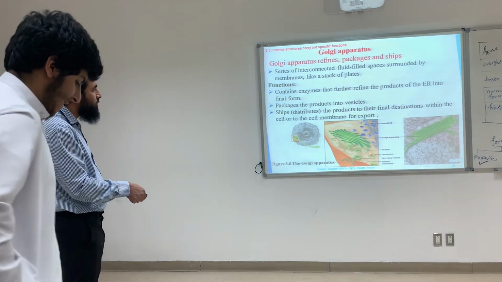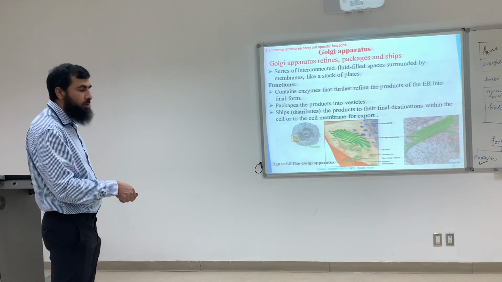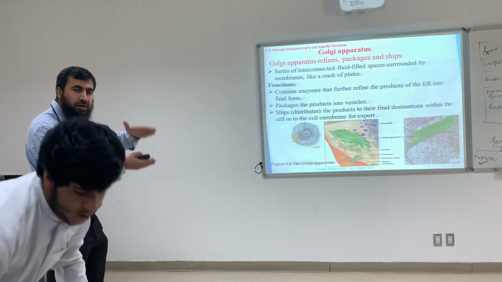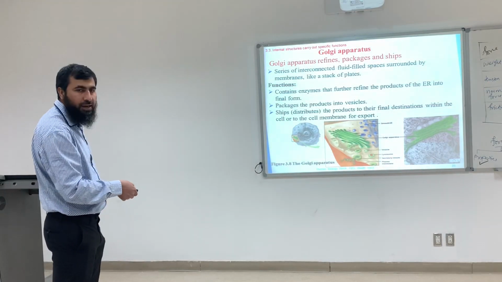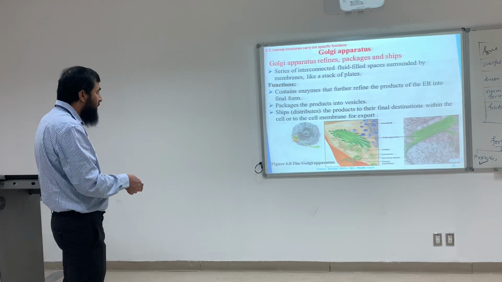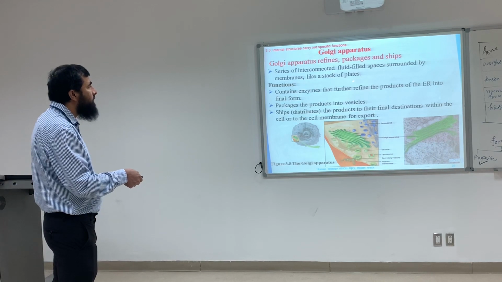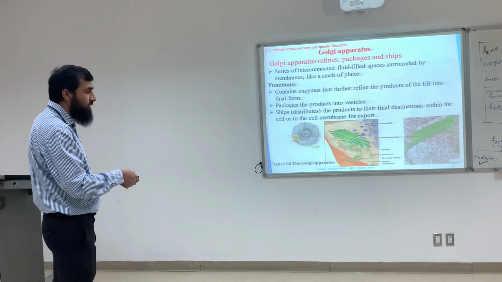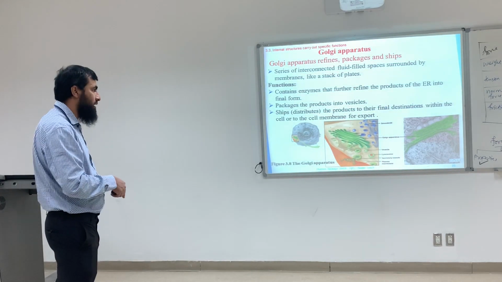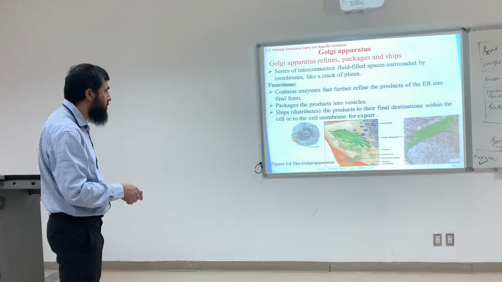They can also form lysosomes or peroxisomes. So these are coming from the Golgi apparatus. And the Golgi apparatus, if you look at the structure, looks like plates stacked one on top of another, like pancakes. You know, when you cook pancakes, you put them on top of one another. So important to note that the Golgi functions in refining the products of the ER, packaging them into vesicles, and then distributing them to the different parts of the cell where their final destination will be. Either secretory vesicles, lysosomes, or peroxisomes.